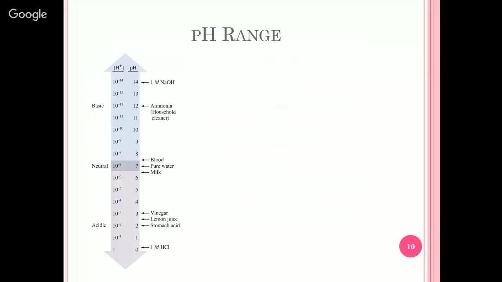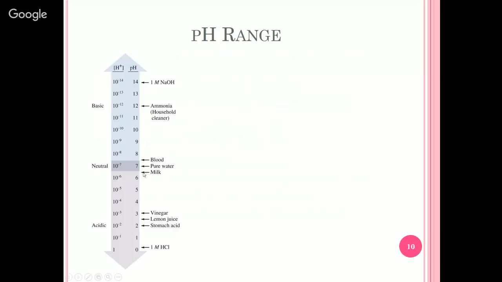So here's just a general picture to show the pH ranges of some common items. So 1 molar sodium hydroxide, this is a strong base. It is a soluble metal hydroxide. Group 1 metals are all strong bases. Ammonia, so what you use in your Windex, that has a pH of 12. Blood is slightly basic, around a pH of 7.4. Pure water, pH of 7, completely neutral.